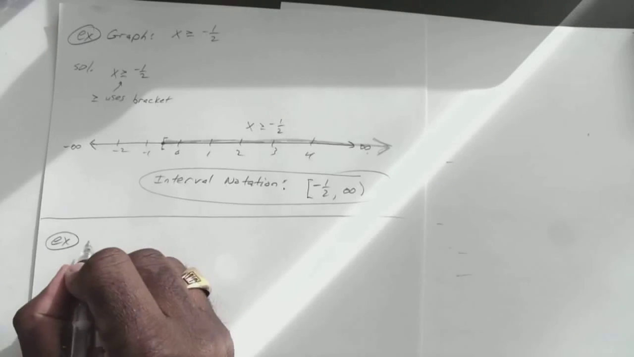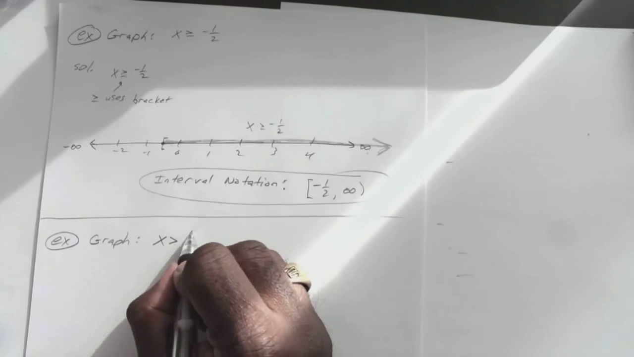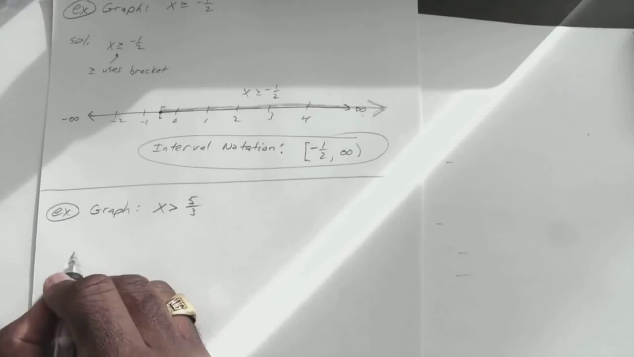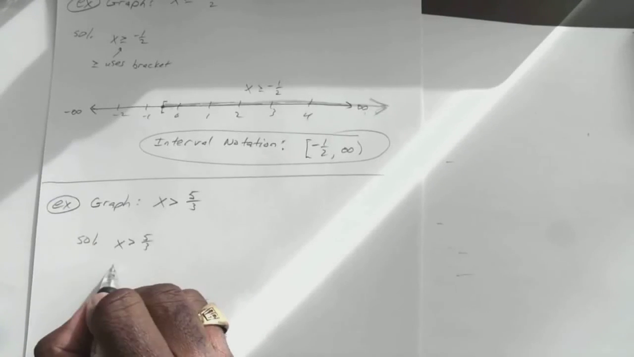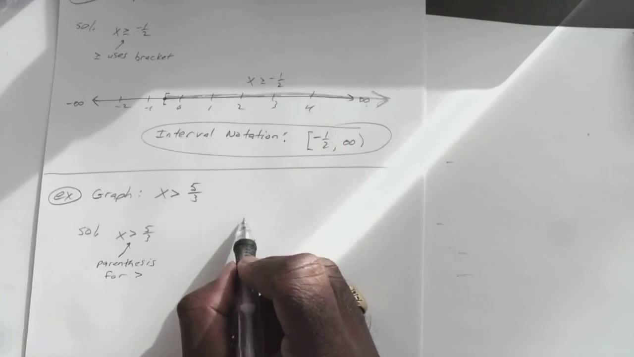Okay, so let's say we wanted to graph x is greater than 5 over 3. Now, sometimes when you have an improper fraction, you want to convert it to a mixed number. It's just easier to visualize. Okay, so x is greater than 5 over 3. So we know here already we're going to use a parentheses.